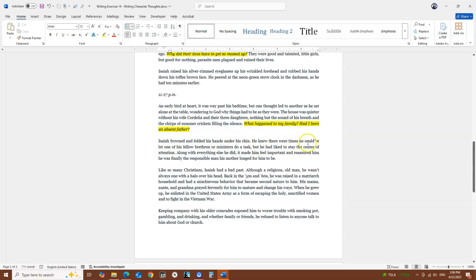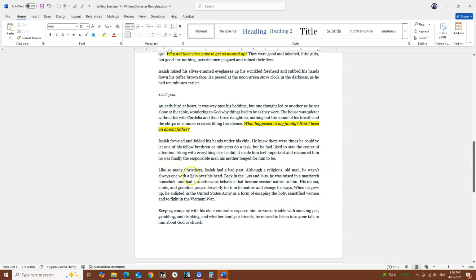He knew there were times he could have let one of his fellow brethren or ministers do a task that he had liked to stay the center of attention. Along with everything else he did, it made him feel important and reassured him he was finally the responsible man his mother longed for him to be.